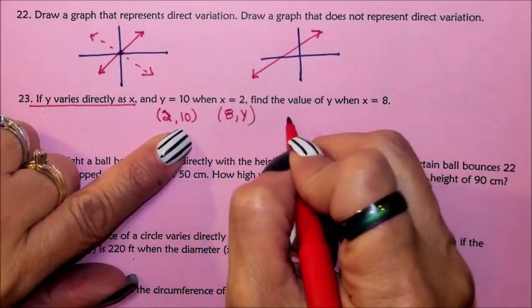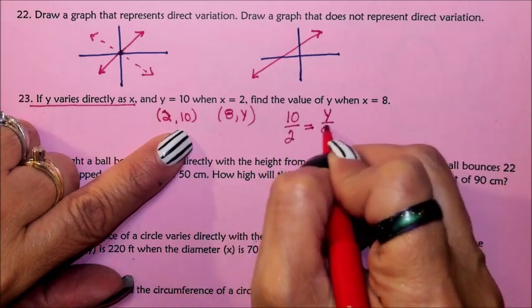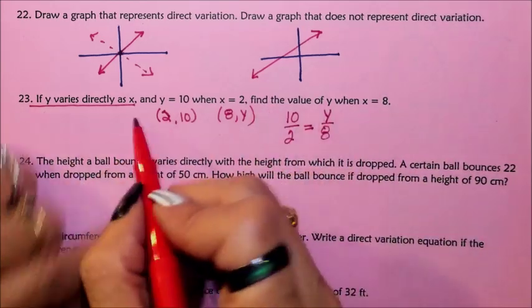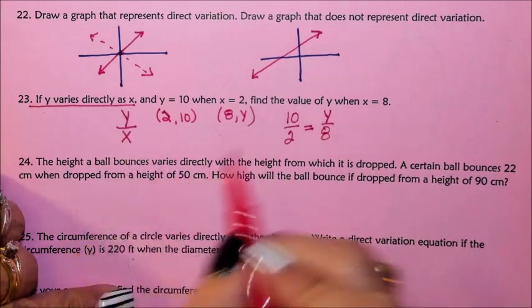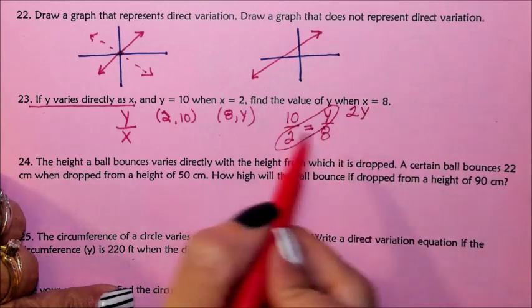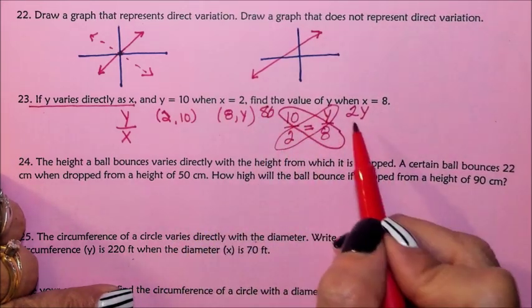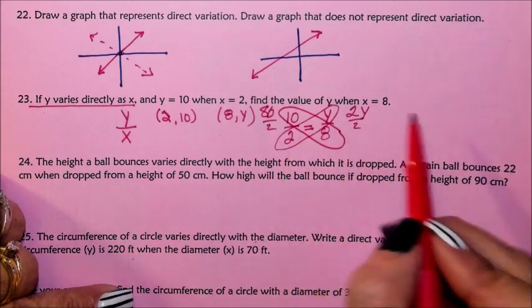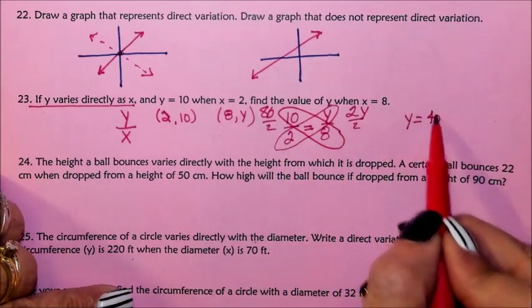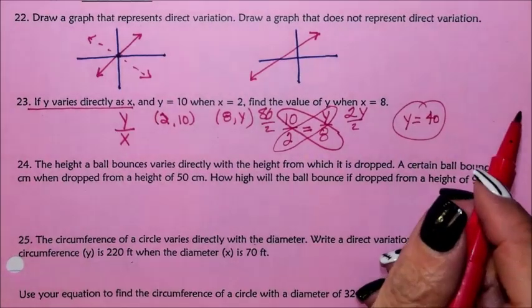So I'm going to set up a proportion. 10 over 2 equals y over 8. And remember, the proportion is just y over x. I'm going to do the butterfly. 2 times y is 2y. 8 times 10 is 80. Divide by 2, divide by 2, y would be 40. So there's my missing answer.